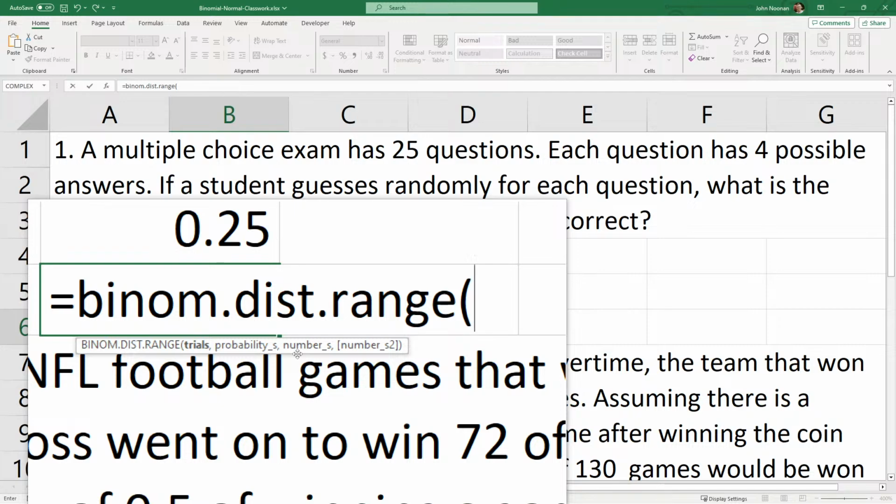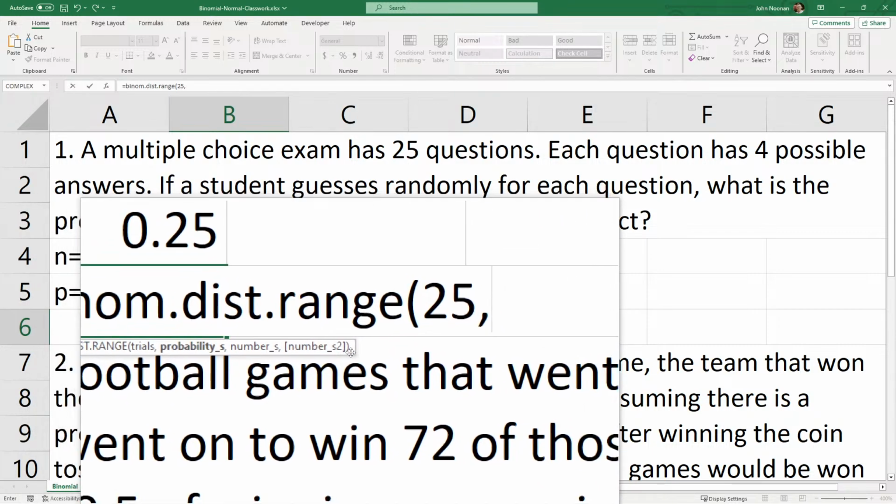Trials, how many trials? There's 25 trials. Probability of success. Look, it even says it there, probability S, success. The number of successes that we want. So that's what we're doing here. We're going to do BINOM.DIST.RANGE. We have 25 trials. The probability of success is 1/4. You can either type that as 1/4 or 0.25 or even 25%, as long as you put the percent sign there. Any one of those will work.